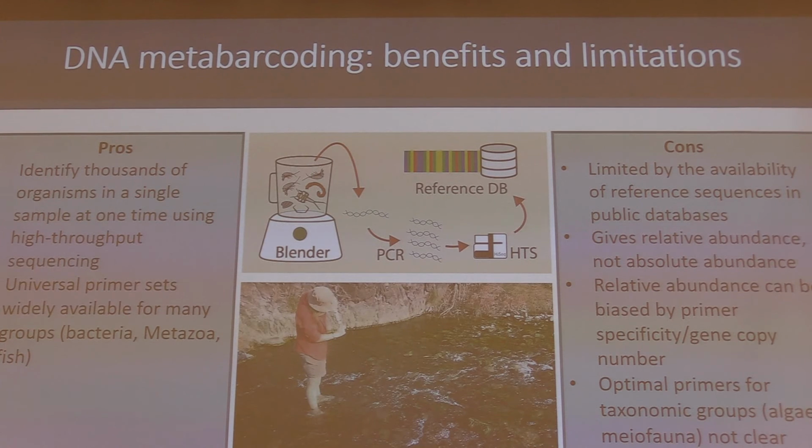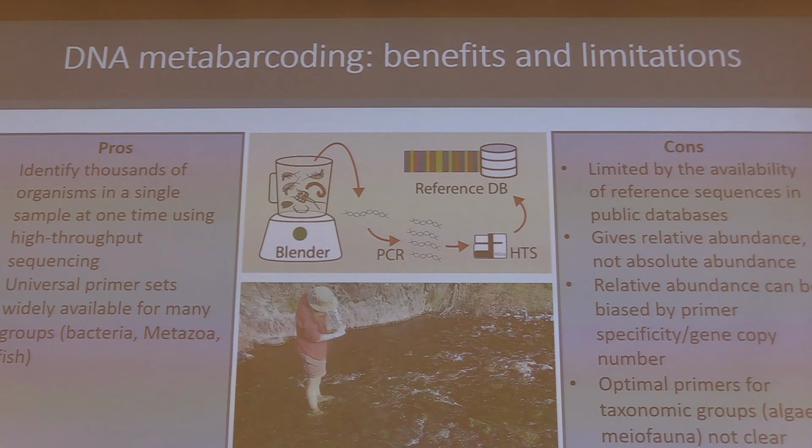Okay, and then the third method I wanted to talk about was DNA metabarcoding. This is the one that you may have heard referred to as high throughput sequencing, and there's been a lot of activity, especially in the bioassessment field, for applying this DNA metabarcoding technique to environmental samples. And again, the key reason for that is because you can look at thousands of organisms all at the same time from a single sample.